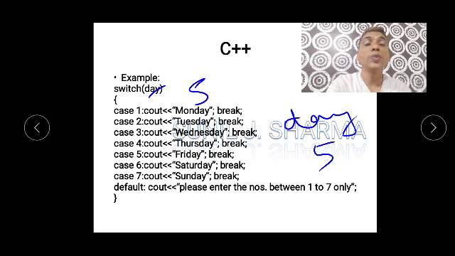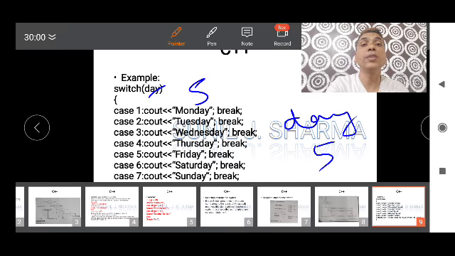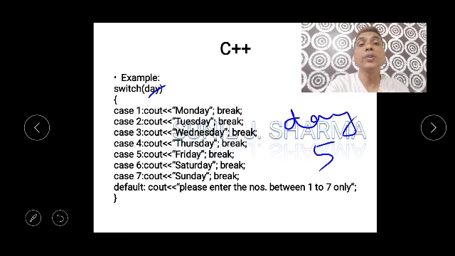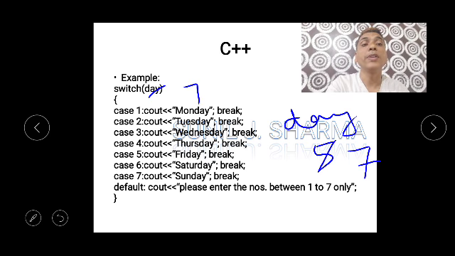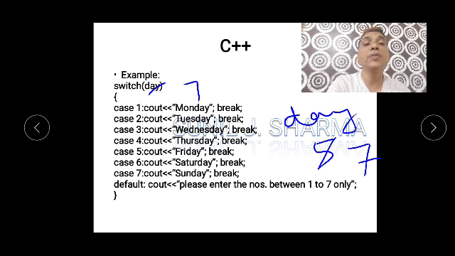Okay, but what happens if you have some other value? For example, if your value is 7, what will happen, you know? Here we will take the value as 7. So it will check all the 7 conditions, like 1 is equal to 7, 2 is equal to 7, no, 3, 4, 5, 6, 7. Finally it will match this and it will just print Sunday.